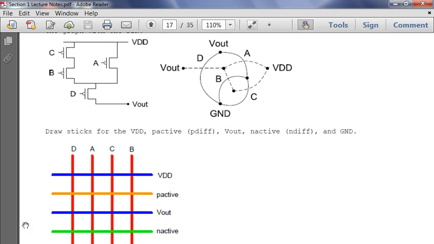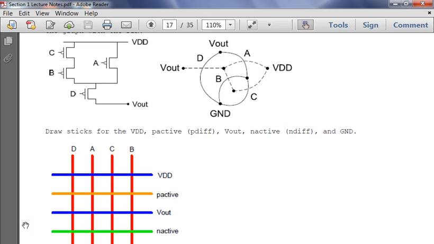So when you draw this out, it'll be fine. Everything else is just a contact. So VDD, V out, and ground, they're all metal, so that's blue. So we'll draw this along with you. So this is out, and this is ground.